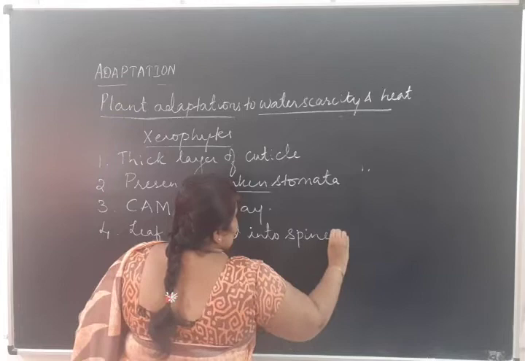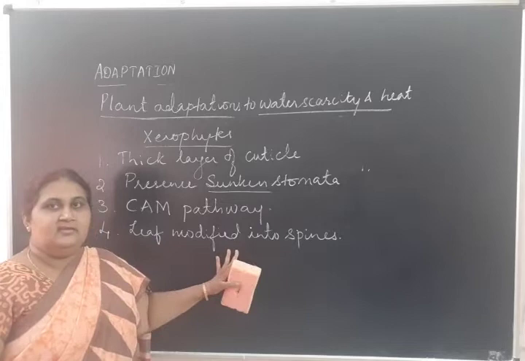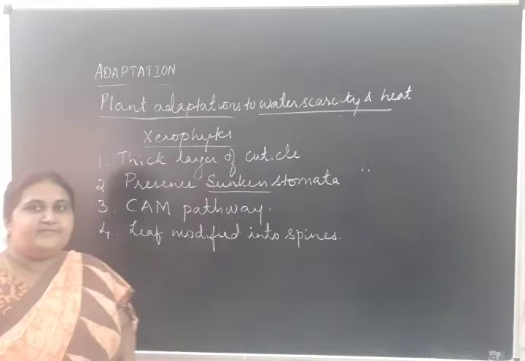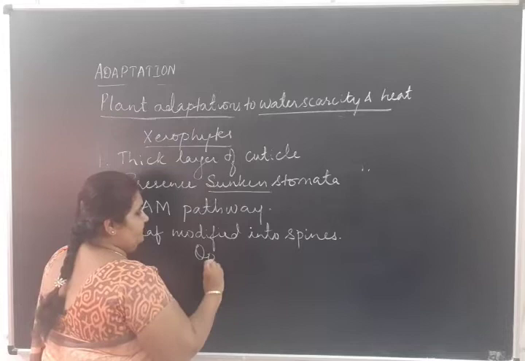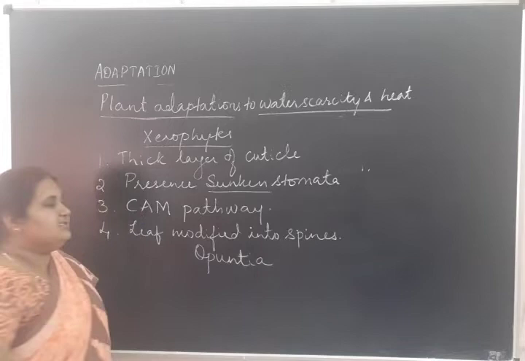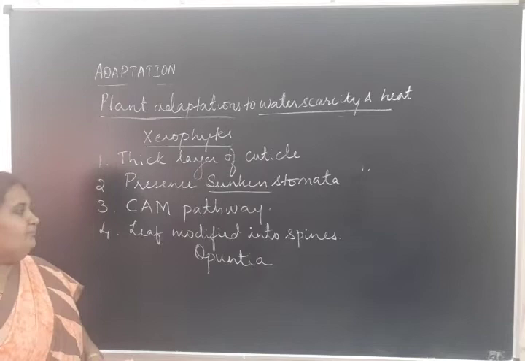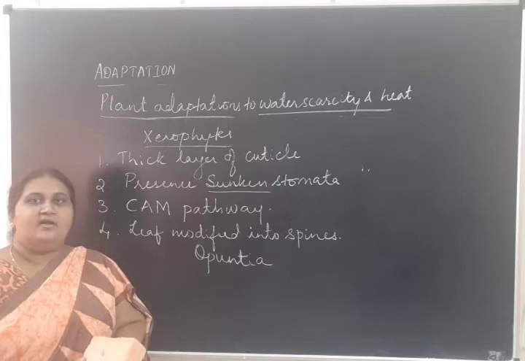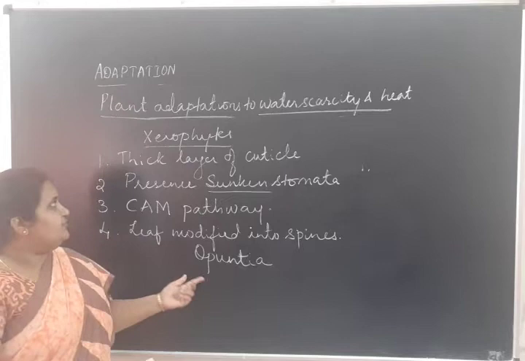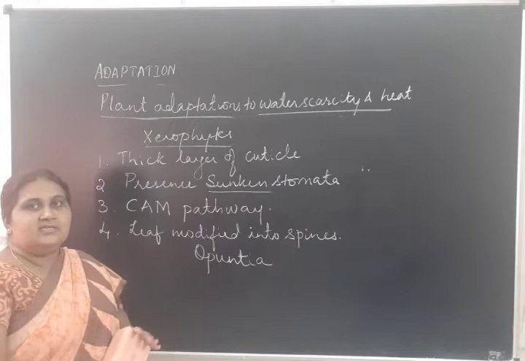Leaf modified into spines. In the case of xerophytic plants like Acacia, where leaves are modified into spines, what is this adaptation for? It is a means of conserving water within the plant body. And the stem is modified into a flattened structure called a phylloclade. So these are some of the adaptations generally found in xerophytic plants.